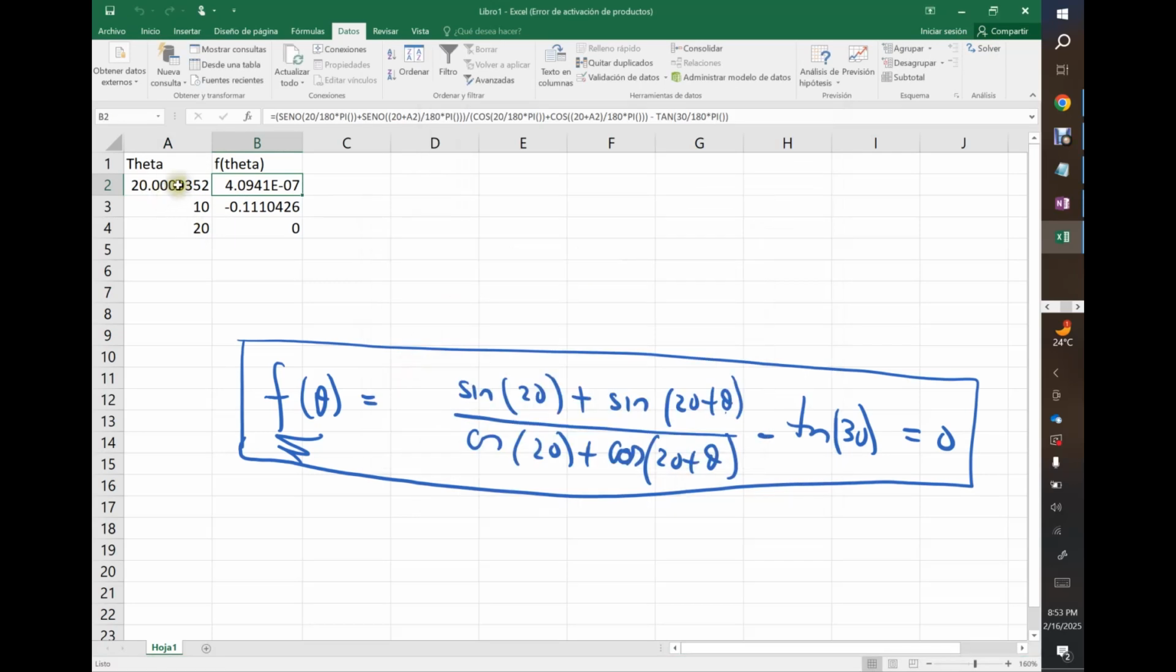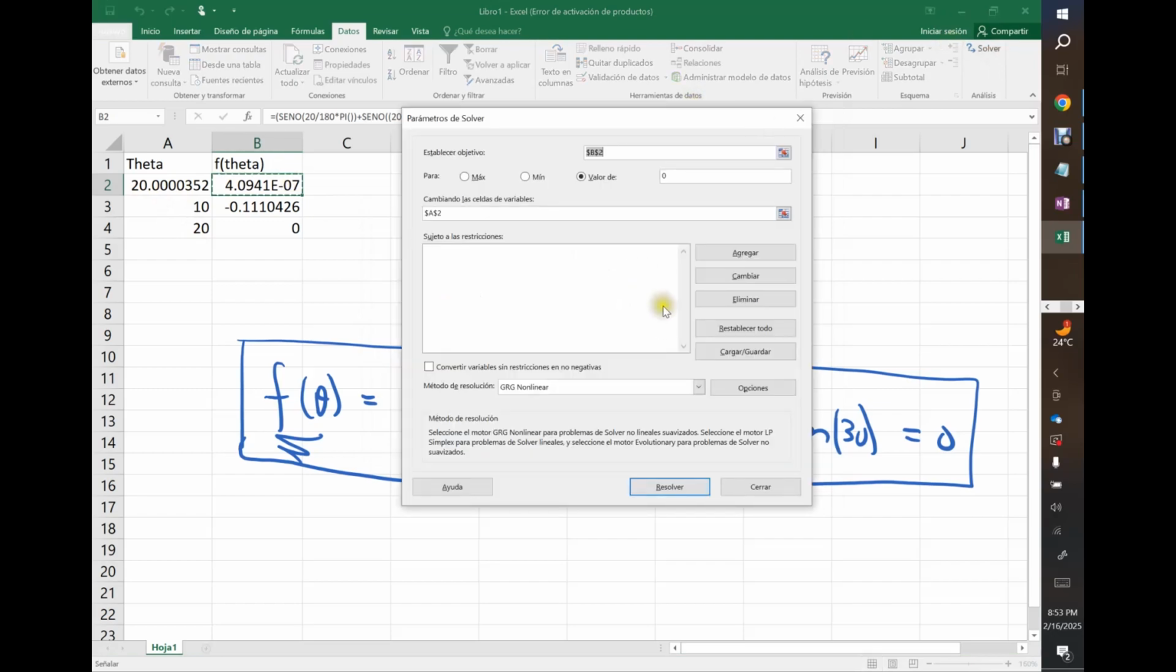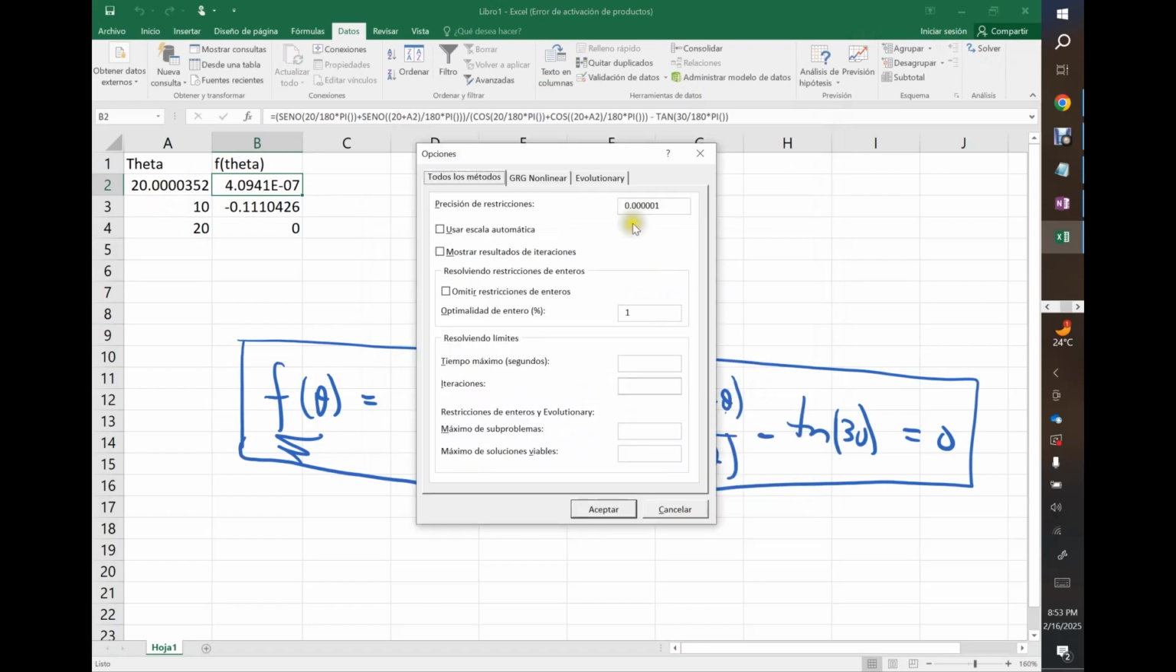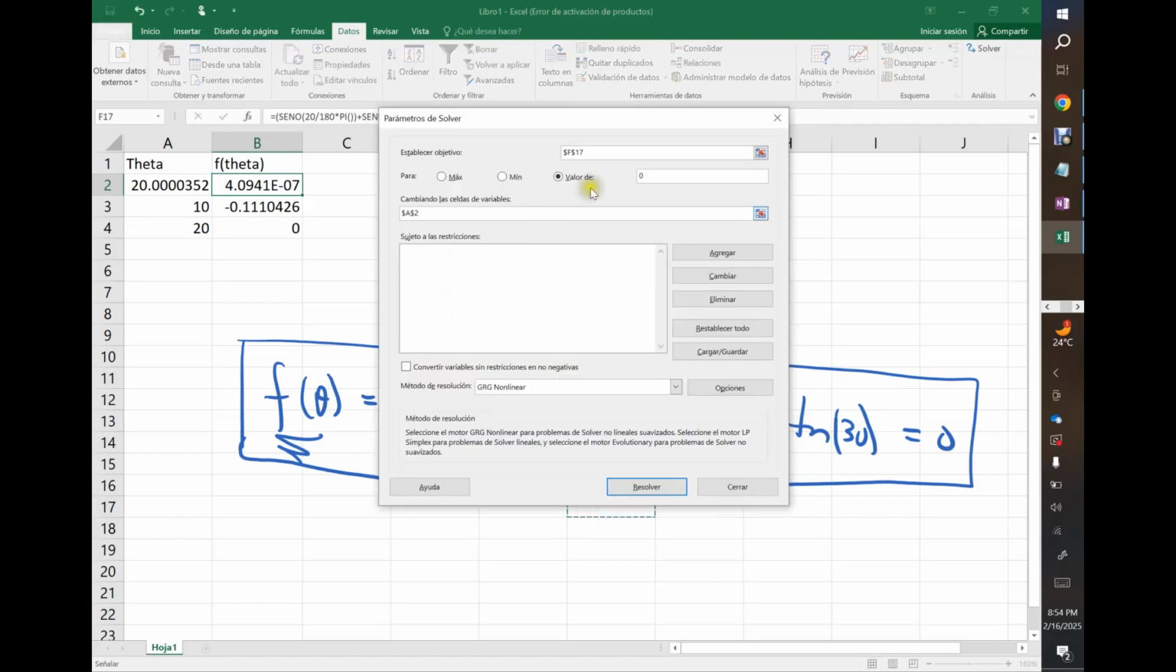Actually not, but we can call Solver again and see what the options are. The option is precision restriction. Let's add a few more 0s to this, and accept, and let's run this again. Let's see if I get any better.